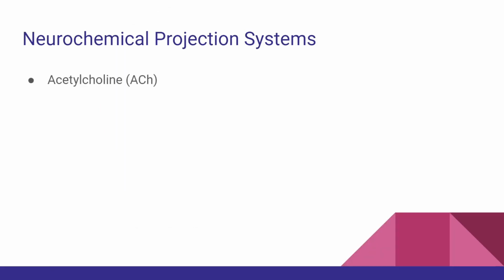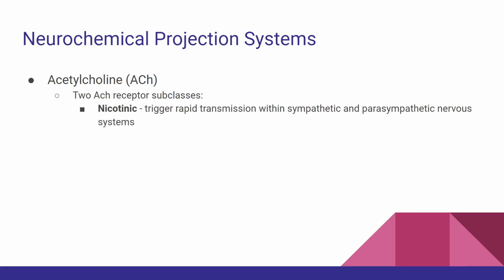Additionally, related to acetylcholine, there's two postsynaptic receptors that bind with acetylcholine. And we come up with their names based on other chemicals that preferentially bind to those receptors. One of these receptors is called nicotinic because they found that nicotine preferentially binds to this specific acetylcholine receptor. Nicotine has a similar shape to acetylcholine, and it facilitates the rapid transmission with sympathetic and parasympathetic nervous systems.